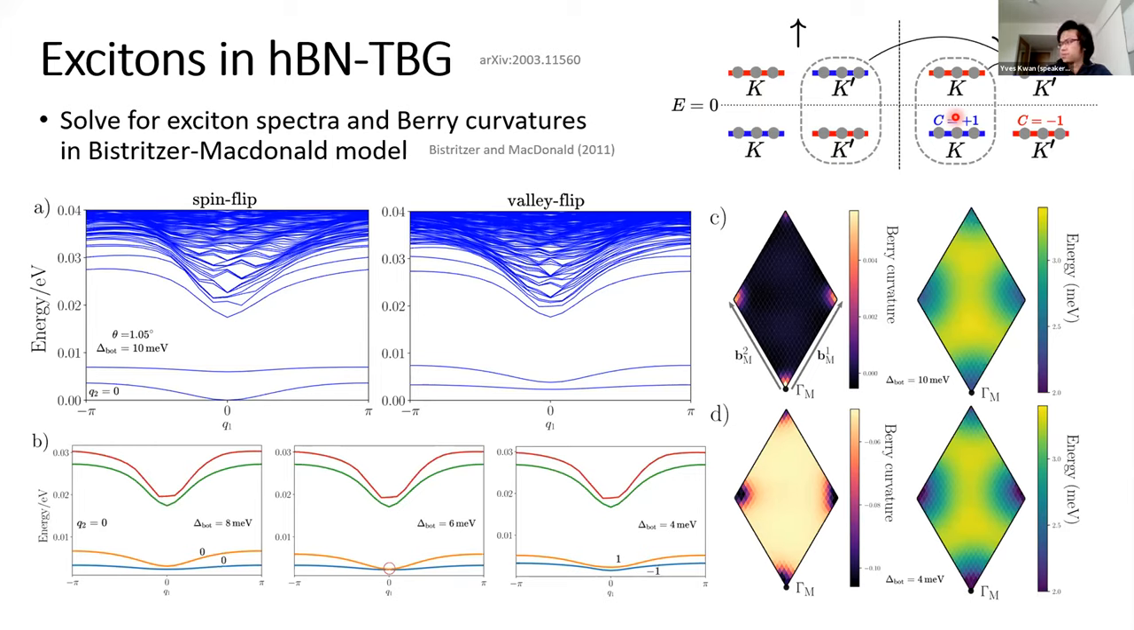I see. So is another way of saying this that you actually do a Bethe-Salpeter calculation? Exactly. Yeah, that's another way of saying it. A Bethe-Salpeter equation, on top of a Hartree-Fock ground state. That's right. I see. Okay.